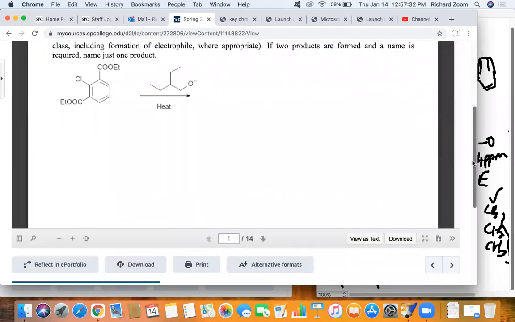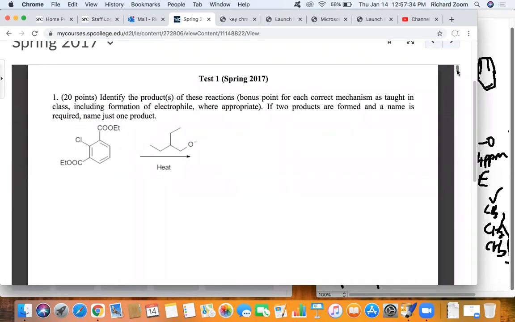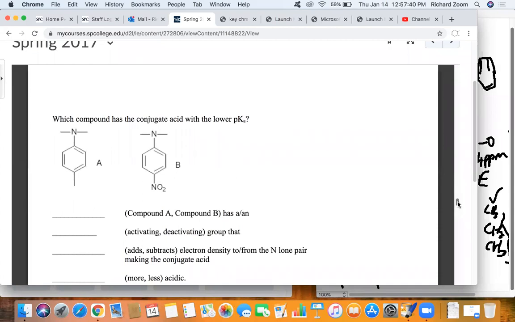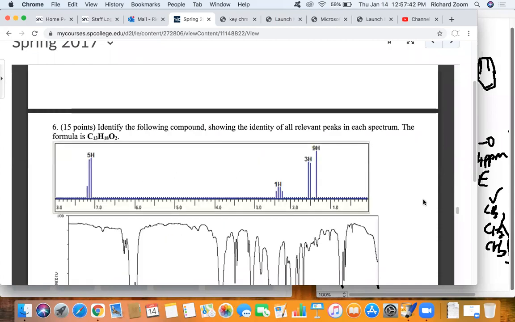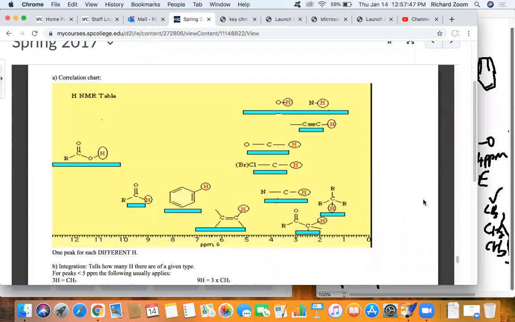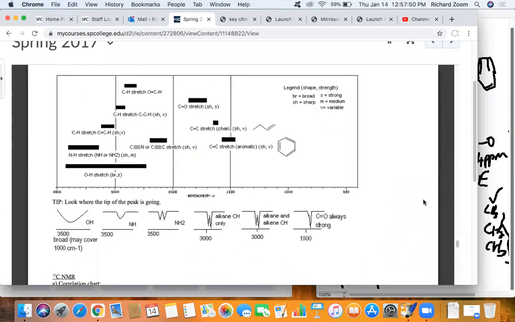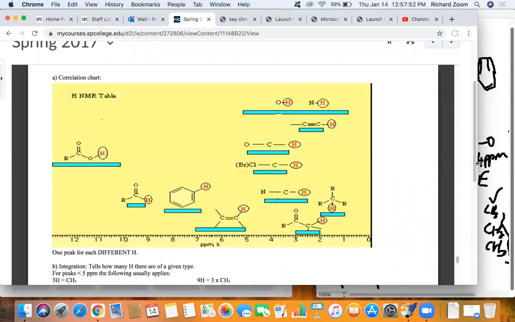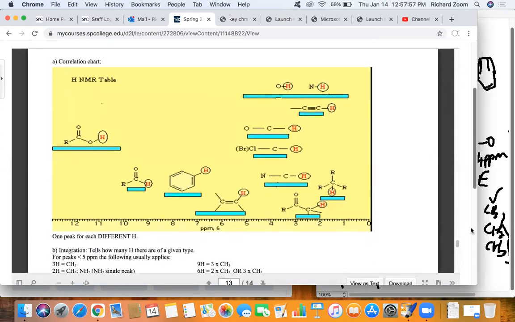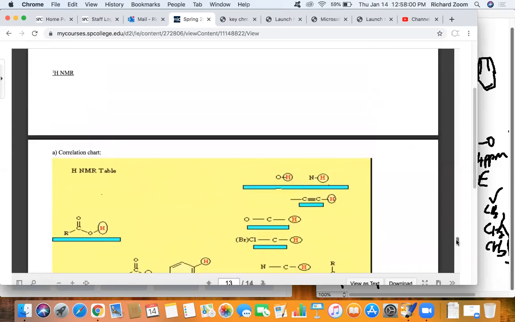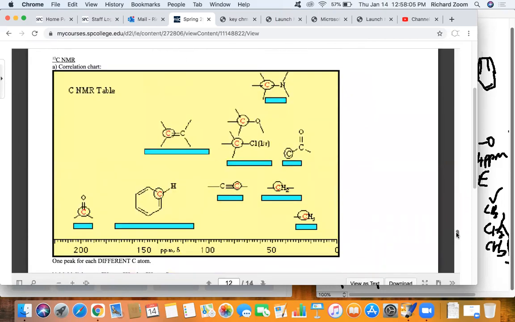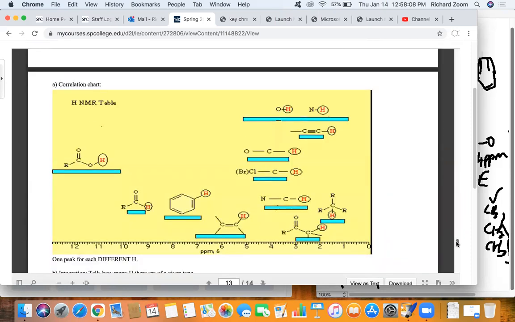Okay. So if you look at any old test, you'll see, there it is. This is the correlation chart that you'll get with it. There's your proton NMR table. And you've got also infrared, carbon-13, which we haven't looked at yet, proton NMR.